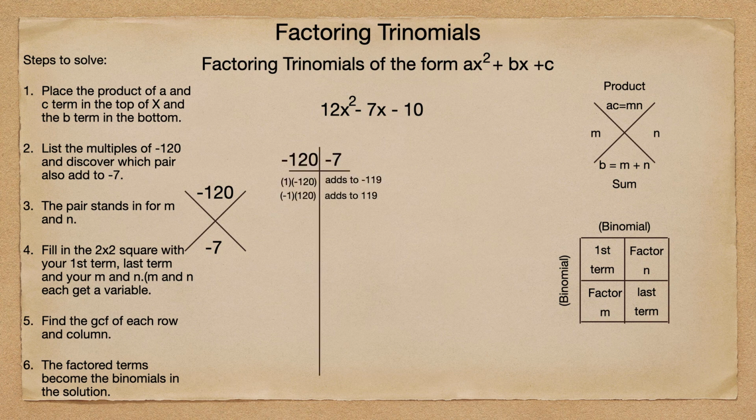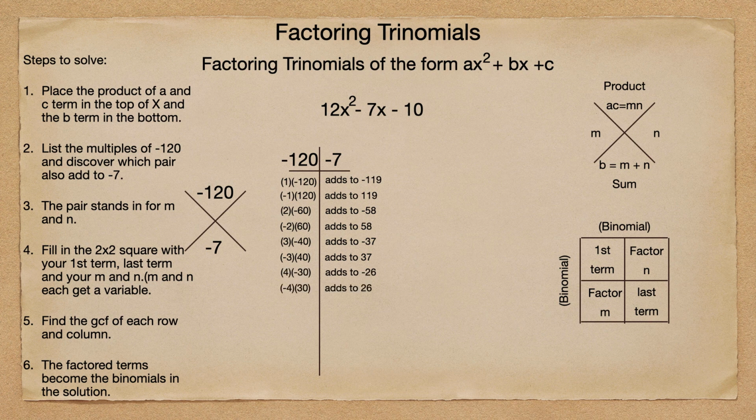Well, we have 1 times negative 120 and negative 1 times 120. We find the sum of those, and one adds to negative 119 and the other adds to positive 119. Neither of those is negative 7, so that does not help us. We go to the next set. We can do 2 times negative 60 and negative 2 times 60, which also does not equal negative 7 when added. Then we could try the 3's. 3 times negative 40, negative 3 times 40, doesn't work.